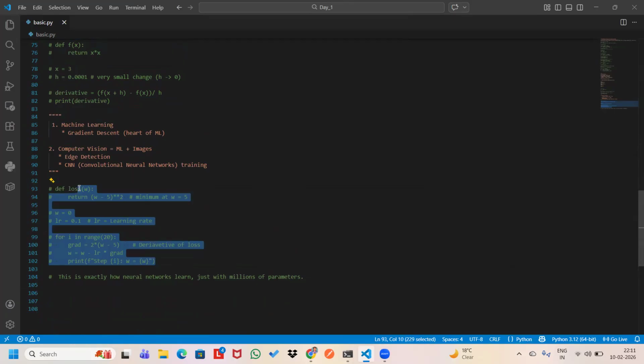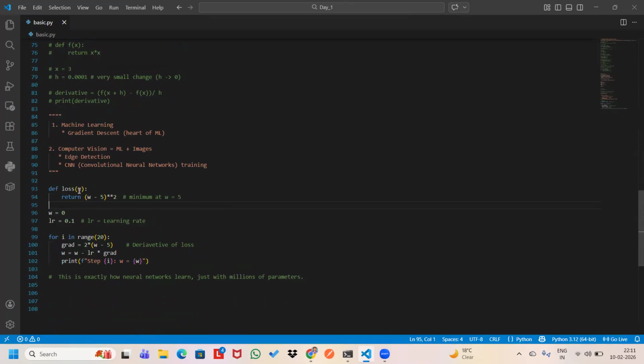Here, W is weight, and I have taken a function called loss, and I'm passing the weight over here. First, let me talk about the variables I have taken: W and LR. W is weight, and LR is learning rate. You can see the function which I have defined, which is loss. It's going to return this equation.